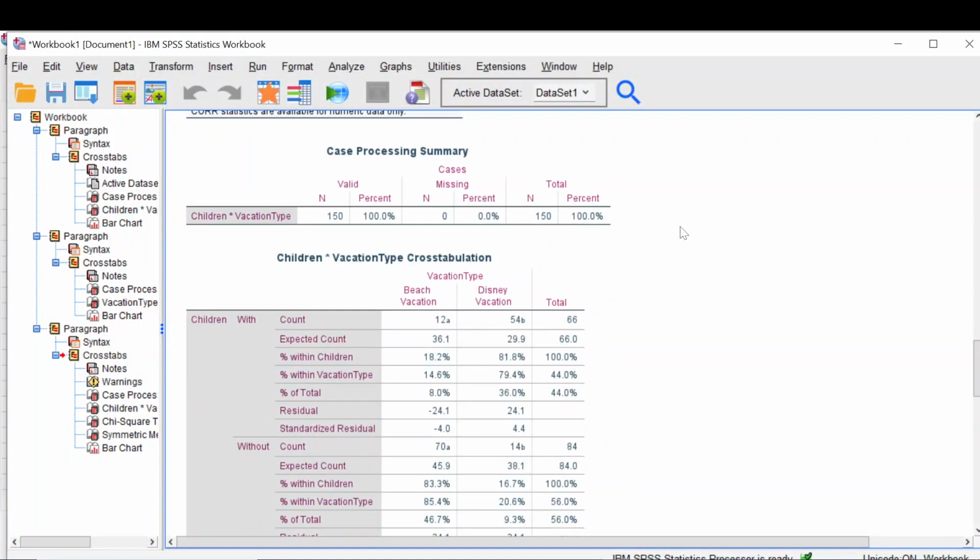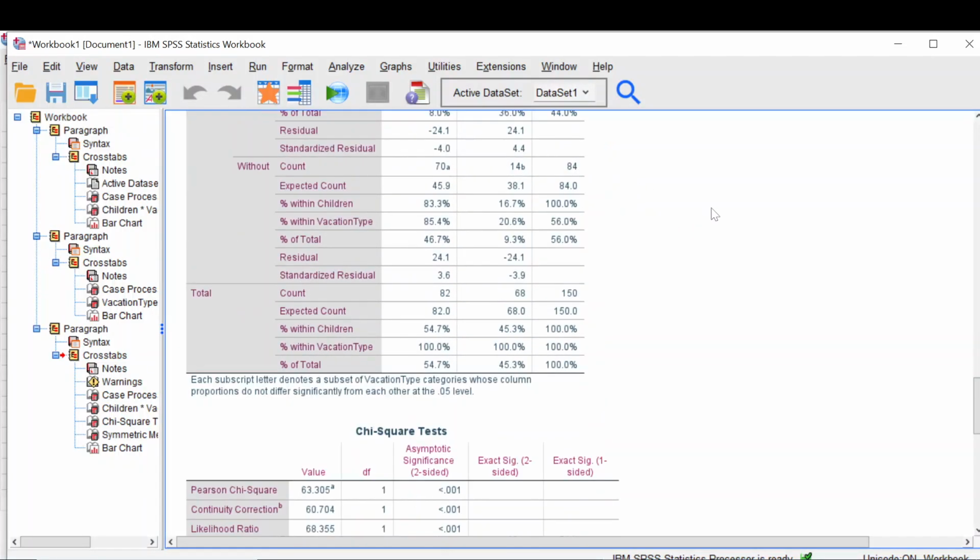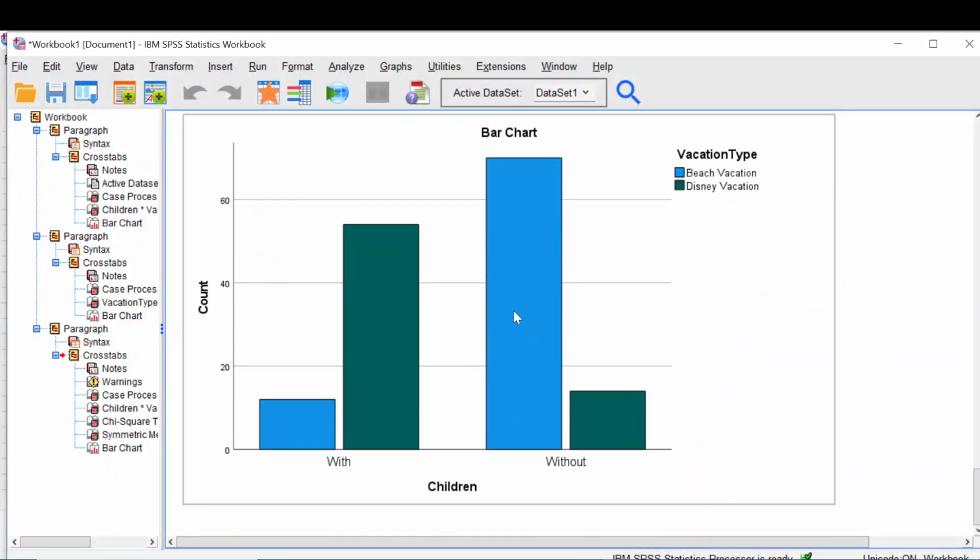So here are our results. We have 150 respondents, which is great, no missing values. I want to scroll down to the bar chart. Again, this is a nice way to confirm that these are the variables that we're looking at. So we're saying of those with children who took a beach vacation versus a Disney vacation, and vice versa. Those without children who took a beach or Disney vacation, right?